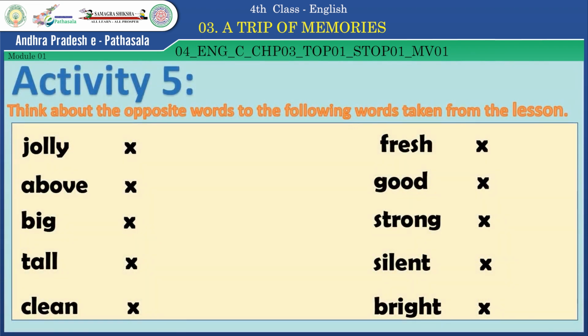Activity 5. Think about the opposite words to the following words taken from the lesson. Jolly, above, big, tall, clean, fresh, good, strong, silent, bright. So, now look at the words and try to answer the antonyms of the following words. Good children, congratulations, you are all brilliant. Let's look at the answers.